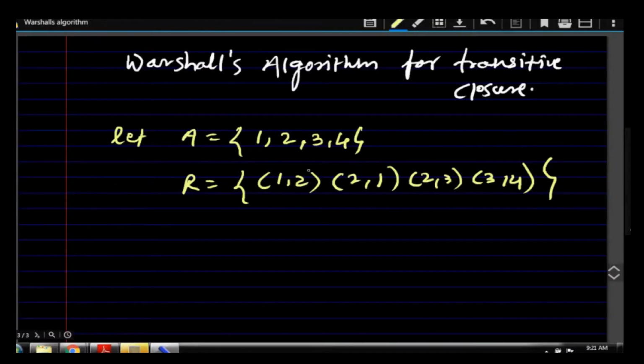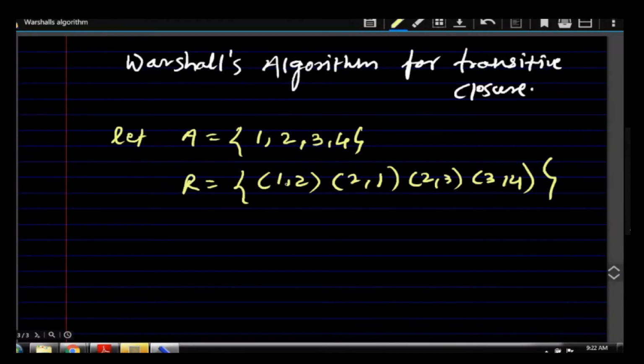And then symmetric closure will be: (1, 2), (2, 1) is there, (2, 3), (3, 2) is not there. So (3, 2) is required to be added. And (3, 4), (4, 3) is required to be added. So (3, 2) and (4, 3) will be the symmetric closure.